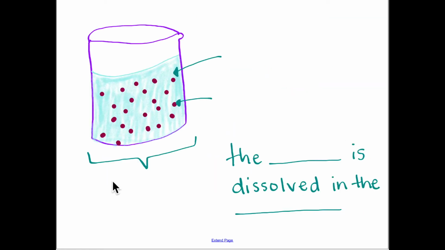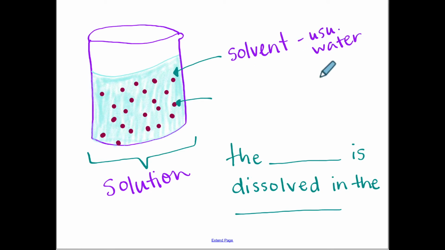In this beaker we have a solution. In the solution there is a solvent. That solvent is usually water, and the solvent is what does the dissolving. There's more of the solvent than there is of the solute in the solution. The solute is dissolved in the solvent.